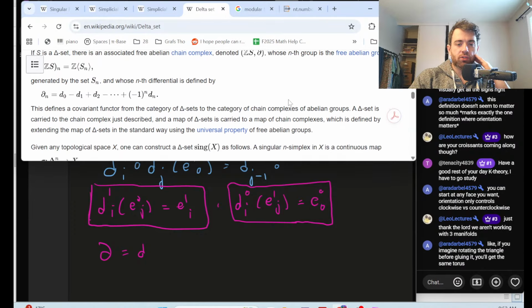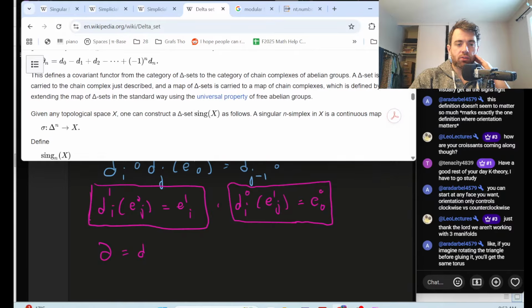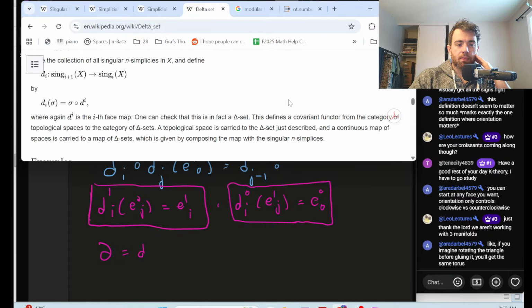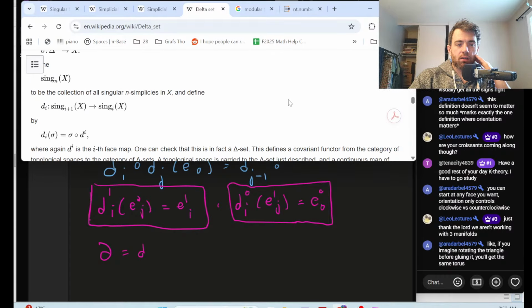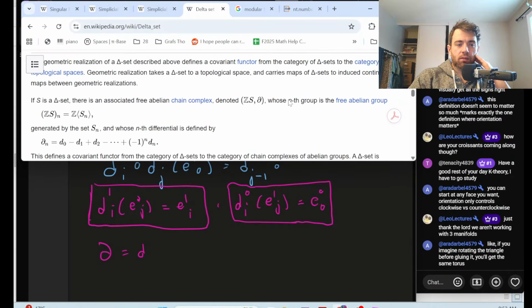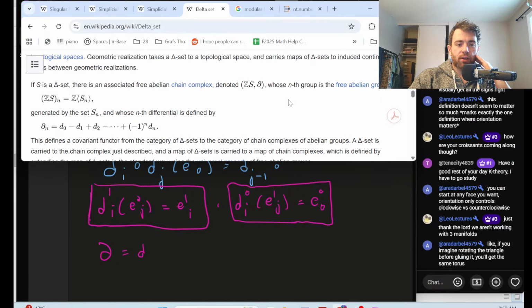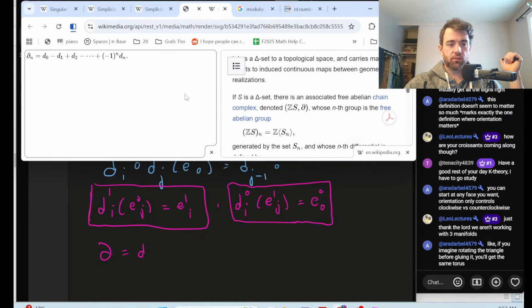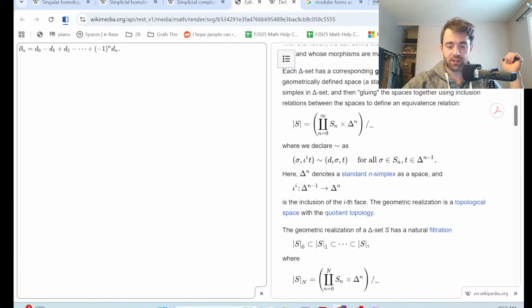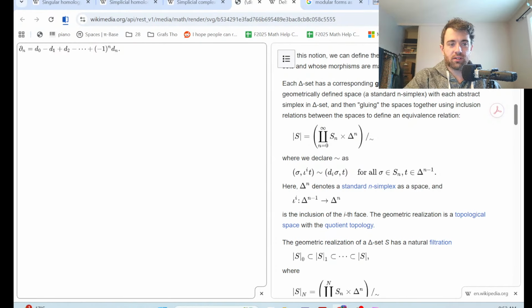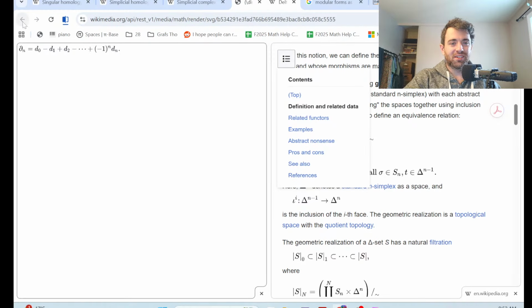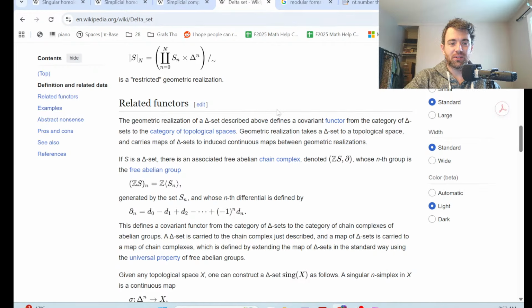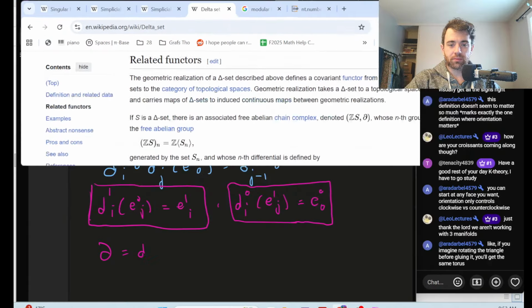Wait, what's D sub 0? What's the definition of D sub 0? If S is a delta set, then the free abelian chain complex, the nth group is a free abelian group generated on this, whose nth differential is this. But what is D sub 0? What did I just do to Wikipedia? Control Z. How did I get here? Oh Lord. Okay, there we go. Mad boomer energy right now.